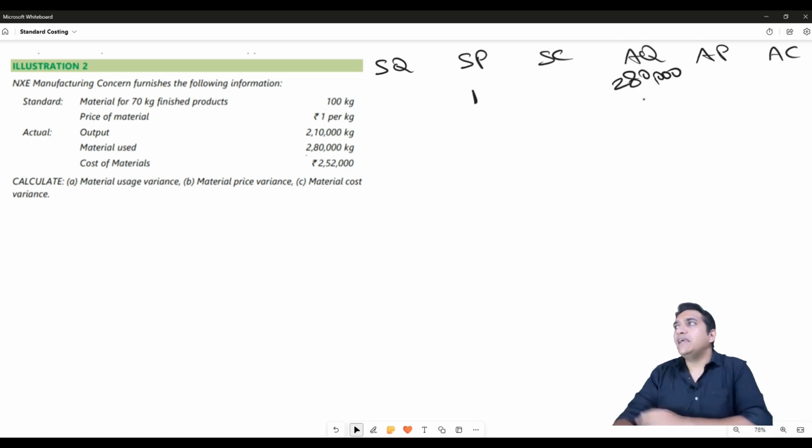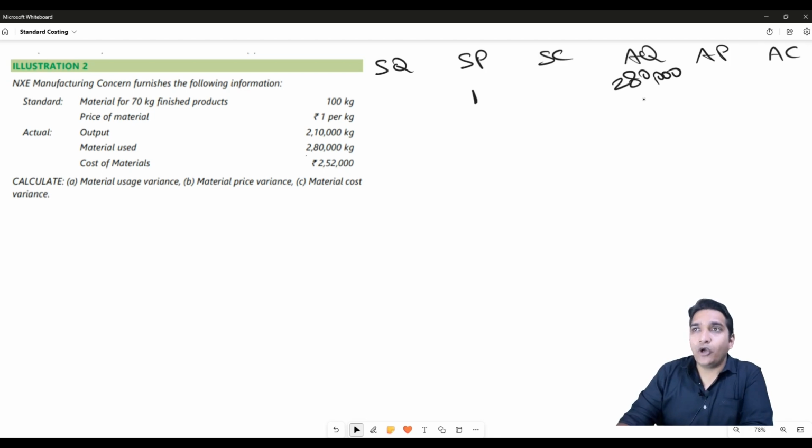Now, do we have the actual price? What the question says is, cost of materials is 252,000. Is that the actual price? No, it is not, because that is the total cost of my actual output. Oh, sorry, the actual materials used. So we will take that as actual cost, and then we will compute what is actual price. So what is my actual cost? 252,000.